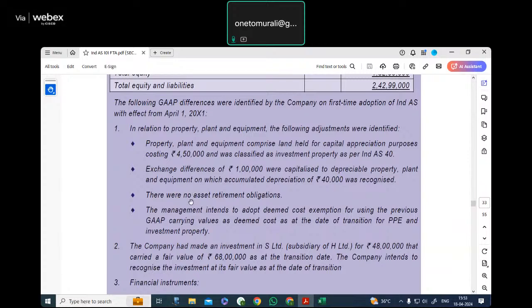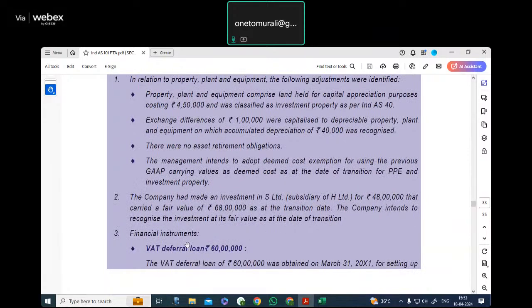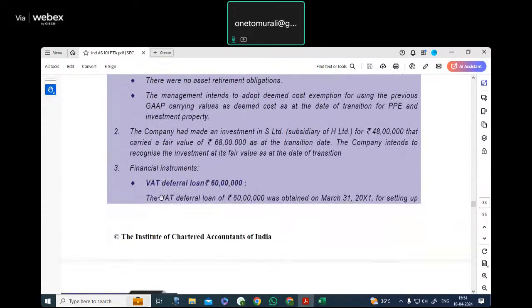The company had an investment in S Limited, a subsidiary of H Limited, for 48 lakhs. That carried a fair value of 68 lakhs as on the date of transition. The company intends to recognize the investment at its fair value as on the date of transition.